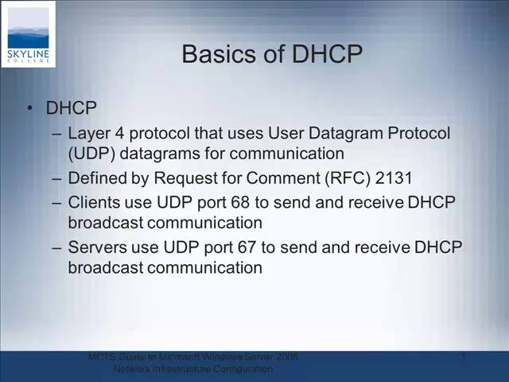Clients use port 68 to send and receive DHCP broadcast messages. Servers use port 67 to send and receive DHCP broadcast messages. So port 68 is connecting to 67. The clients use one port and the servers use another port. Is that important? Could be. At some point when we're doing the troubleshooting and it ain't working, are the ports available for the broadcast messages if we have firewalls running on the devices themselves?